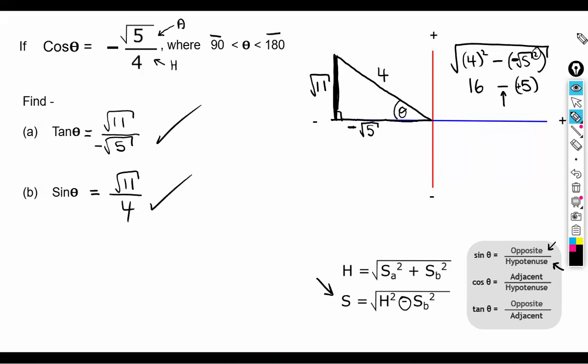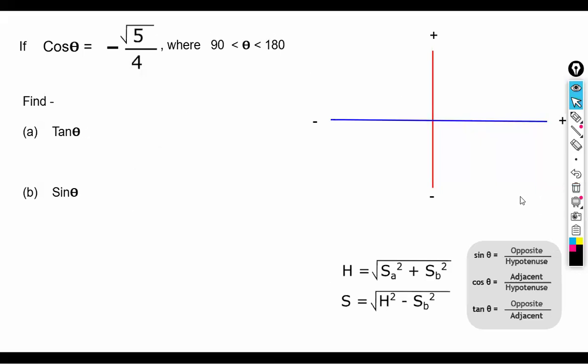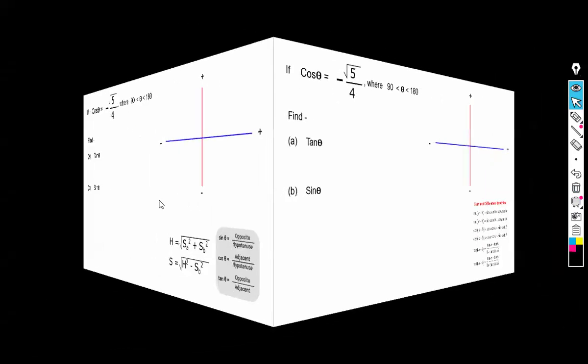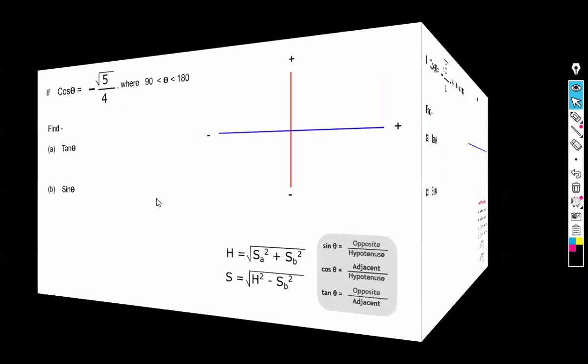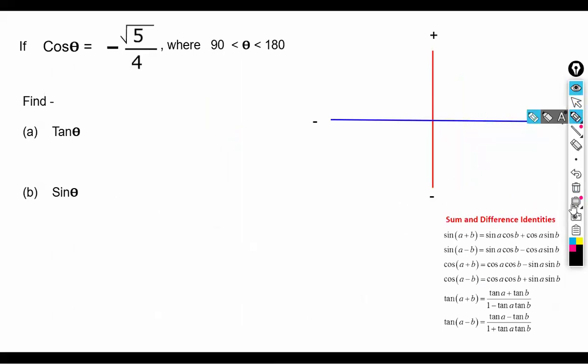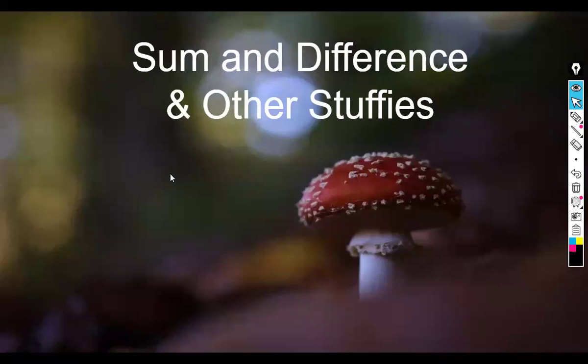How many people had that waiting in their books to be corrected? Right. This is the same question. It looks the same, right? This one is minus 5. So let me change up this question for you guys. Actually, no, since it's the same question, let's just move on to the sum and differences and other stuffies.